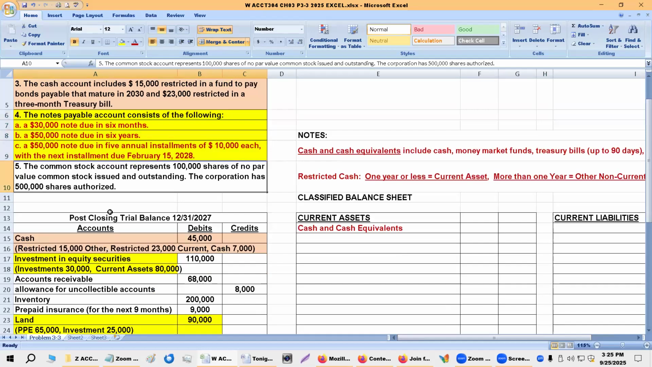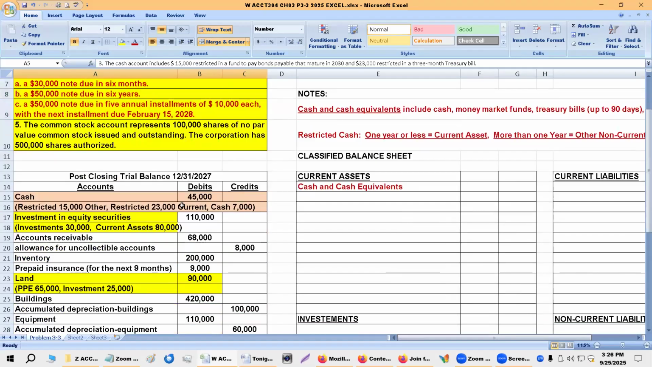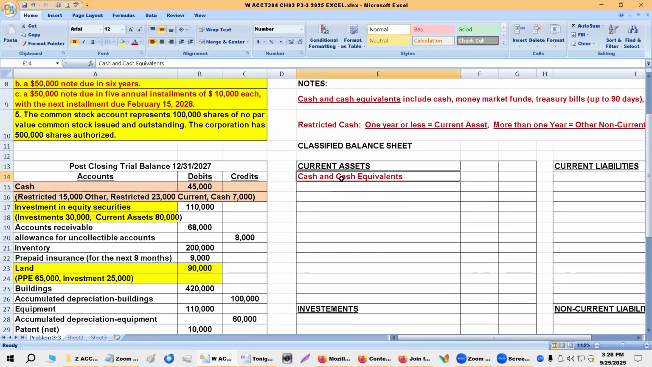In common stock, I think this represents 100,000 shares of no par value common stock issued and outstanding. The corporation has 50,000 authorized. We'll wait on that too. So that's an easy one. This one's easy, this one's hard, and those two we've already done. Okay, let's go ahead. So our cash and cash equivalents, we're going to have just the plain old 7,000. Put it over here.